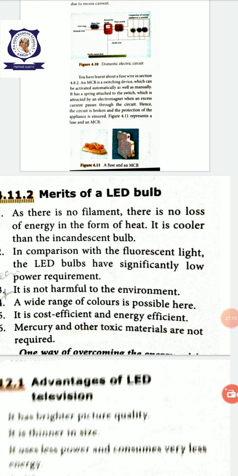So it is an important 4-mark question. What are the merits of a LED bulb? LED, we know this, light emitting diode. As there is no filament, there is no loss of energy in the form of heat. It is cooler than the incandescent bulb. In comparison with the fluorescent light, the LED bulbs have significantly low power requirement. It's not harmful to the environment. A wide range of colors is possible here. It is cost efficient and energy efficient. Mercury and other toxic materials are not required.